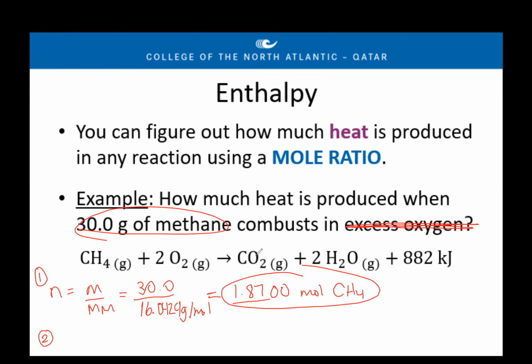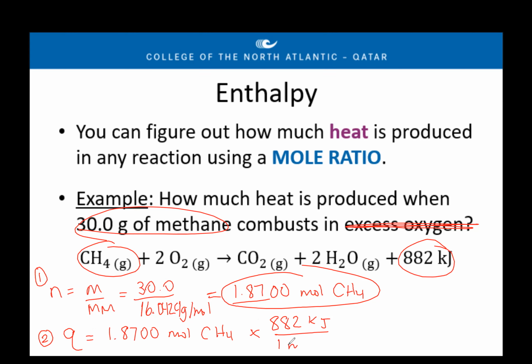Okay, so to find the heat of my system, I'm going to take my 1.8700 moles of methane, and I'm going to multiply it by my heat term, 882 kilojoules, and divide it by my number of moles of methane. I have 1 mole methane, and that's it.